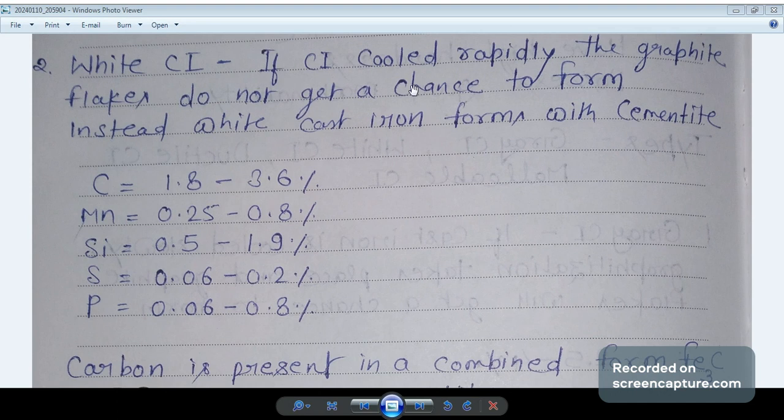If cast iron is cooled rapidly, the graphite flakes do not get a chance to form. Instead, white cast iron forms with cementite. In this, carbon is present at 1.8 to 3.6%, manganese 0.25 to 0.8%, silicon 0.5 to 1.9%, sulfur 0.06 to 0.2%, and phosphorus 0.6 to 0.8%.